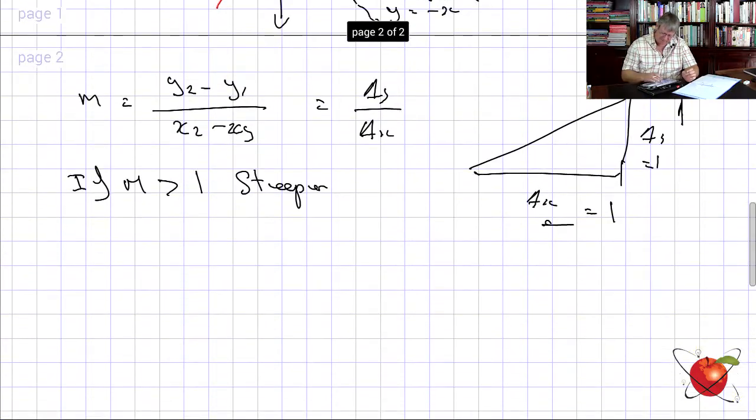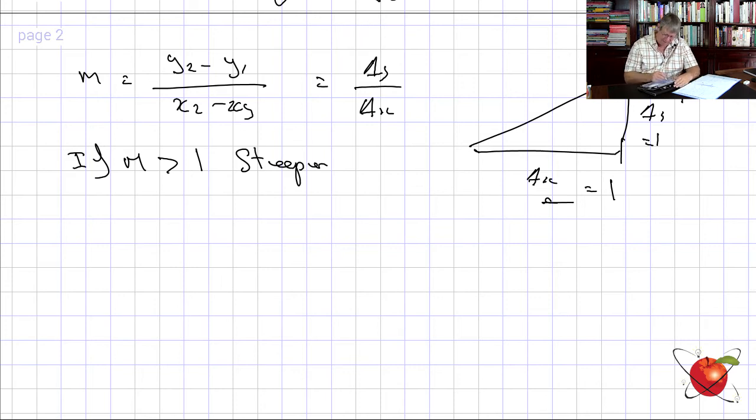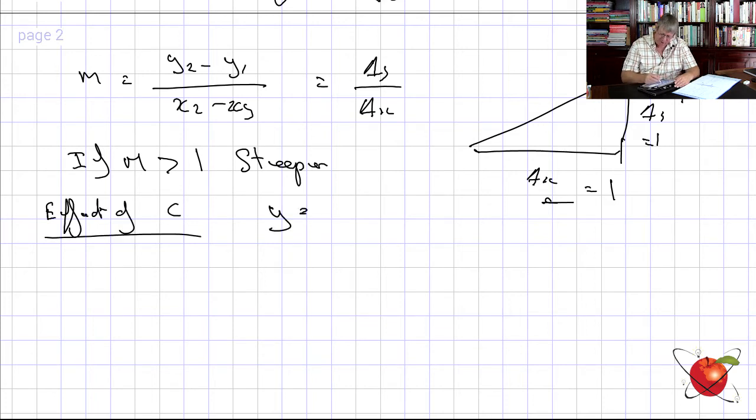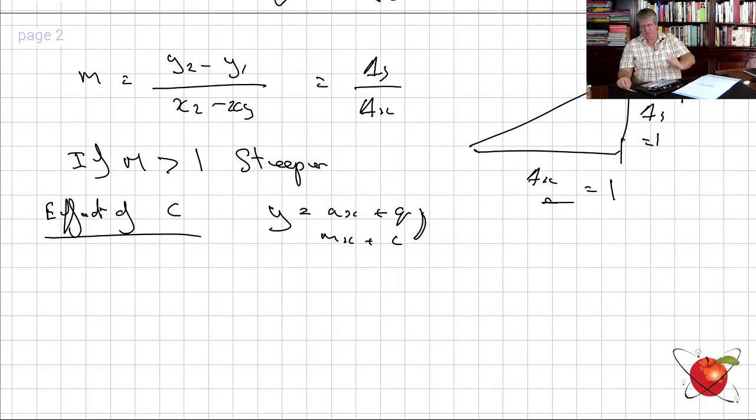Okay, now let's just have a look at the effect of c. Sorry, let me just go back. Started with black, that's the best. The effect of c. Some textbooks do use y is equal to ax plus q. Please note that is the same as mx plus c. C and q are the same thing. I should have said that earlier, but we've said it now.